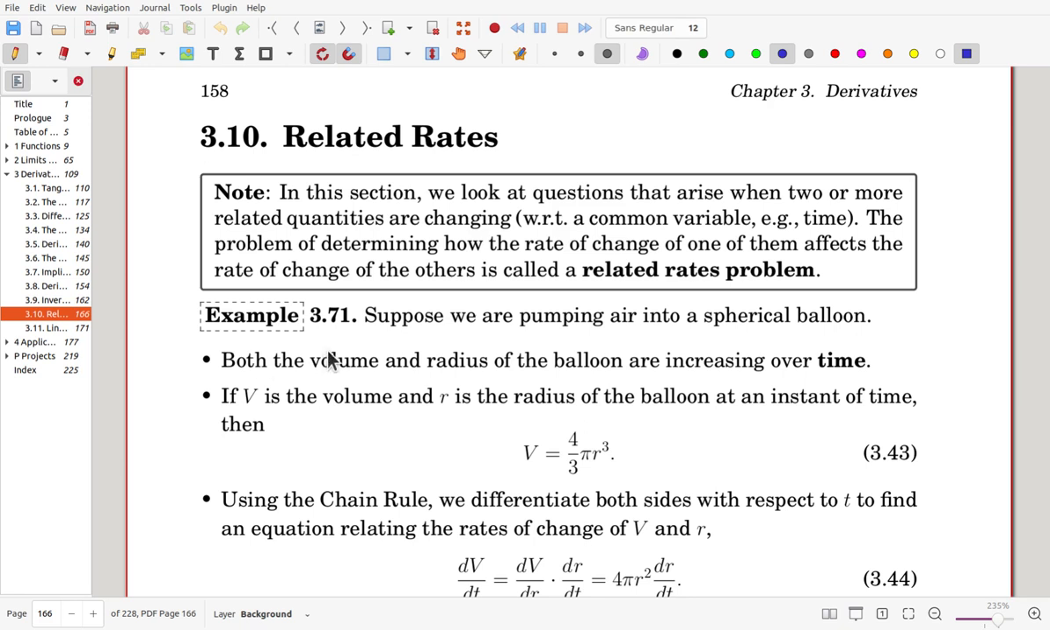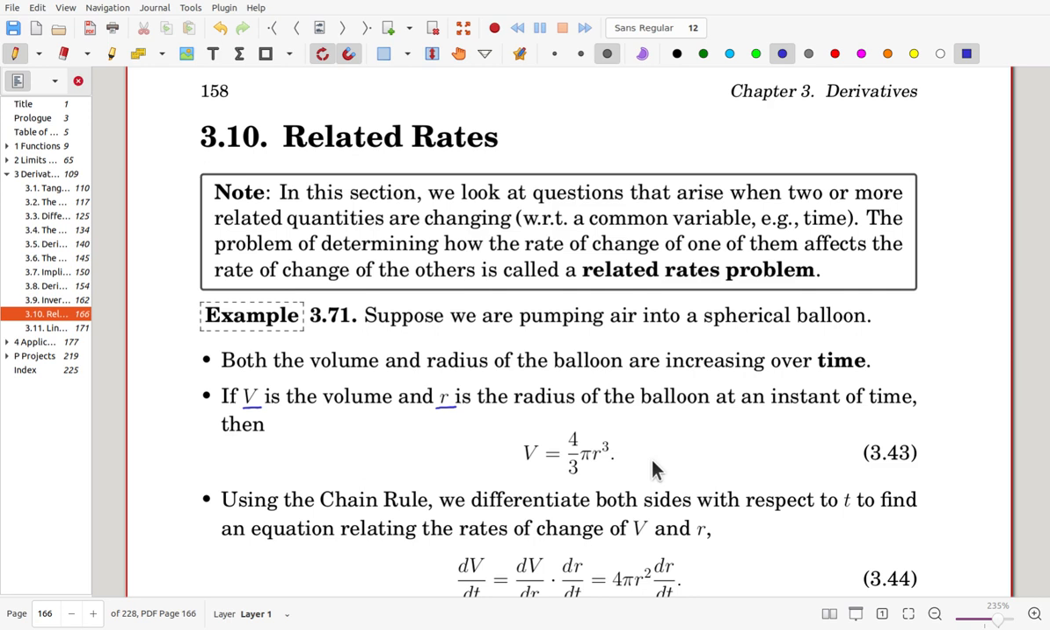Let's look at this example. Suppose we are pumping air into a spherical balloon. Then both the volume and radius of the balloon are increasing over time, so they are variables. Here we are using V for volume and R for radius. Then they are related with this equation: V is 4/3 pi R cubed. Here V and R are functions of time.